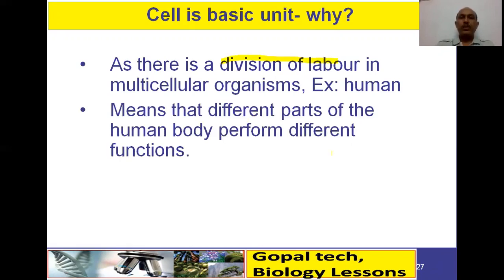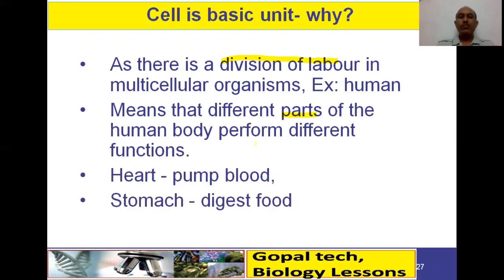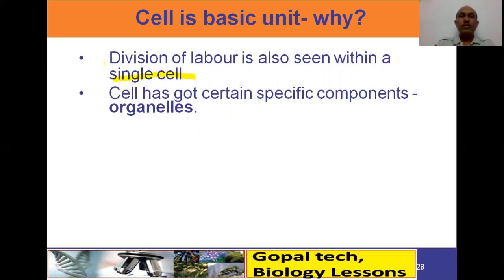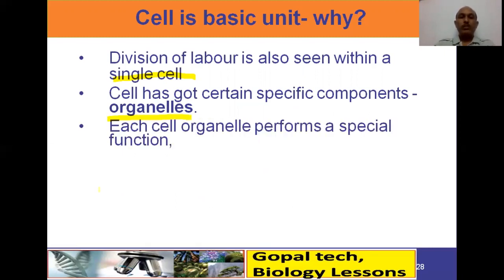That means different parts of the body perform different functions, like the heart pumps the blood, the stomach digests the food. In the same way, division of labor is also seen within a single cell, because a cell has specific components called organelles. Each cell organelle performs a specific, special function.